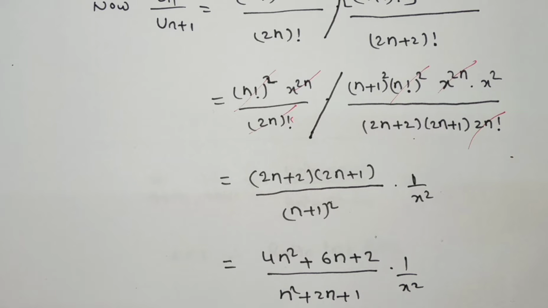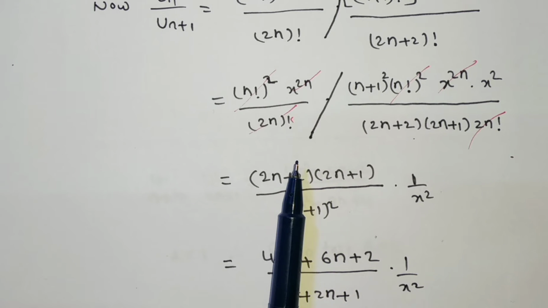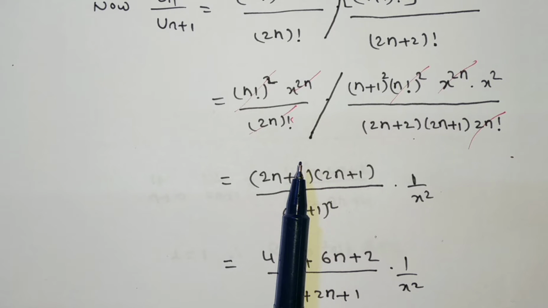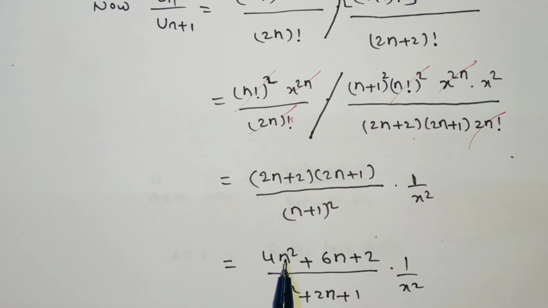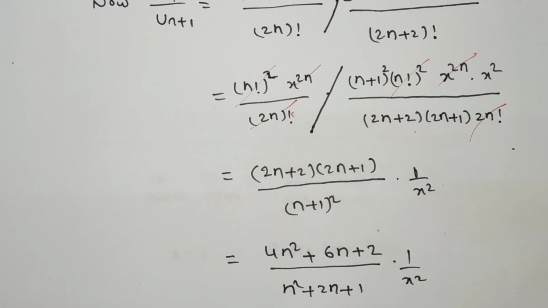Now we have to apply the limit on both sides. Simply, can you guess what you will get if the limit n tends to infinity is applied? n square by n square. In the numerator and denominator we have the same power of n, therefore you will get the ratio of the coefficients of n square in the numerator and denominator as the limit. So that is 4 by 1 into 1 by x square, that is 4 by x square you will get. Okay?